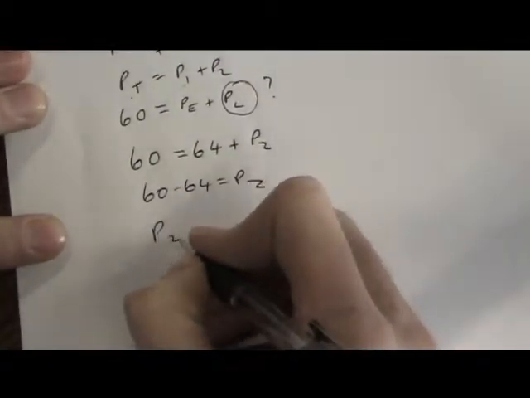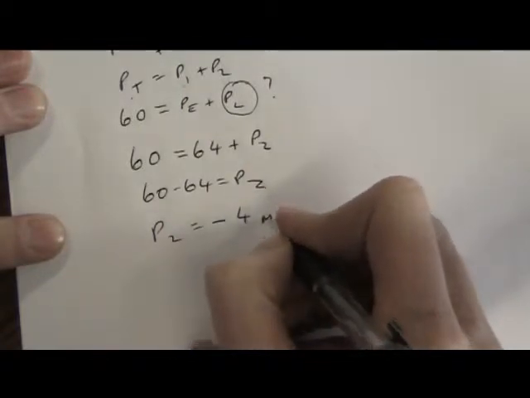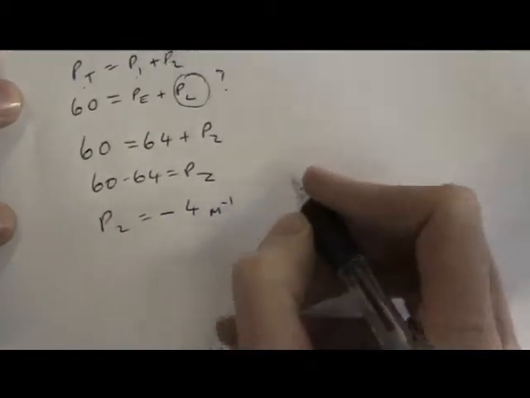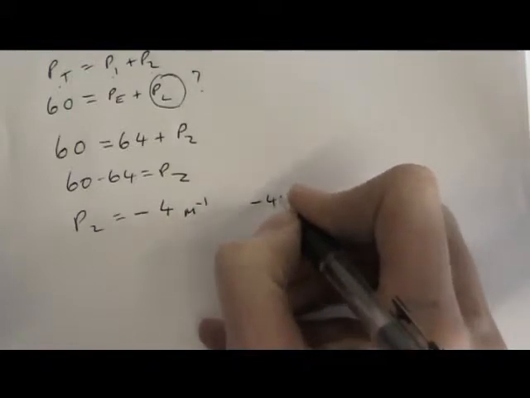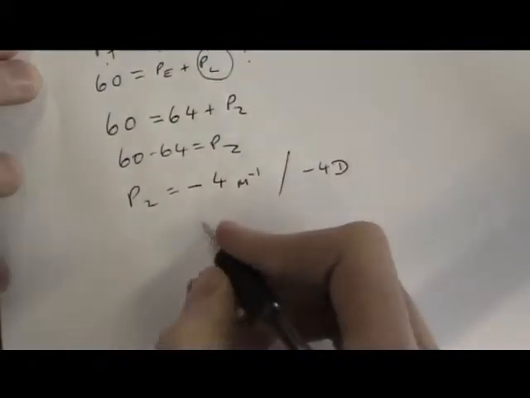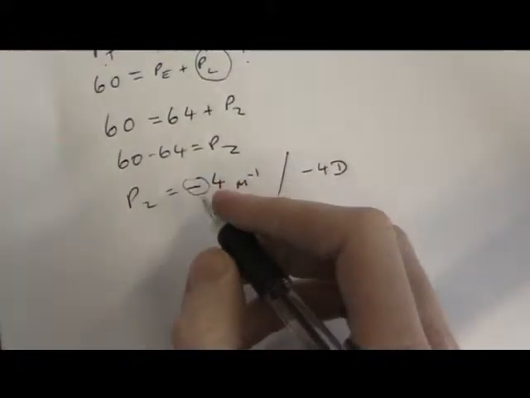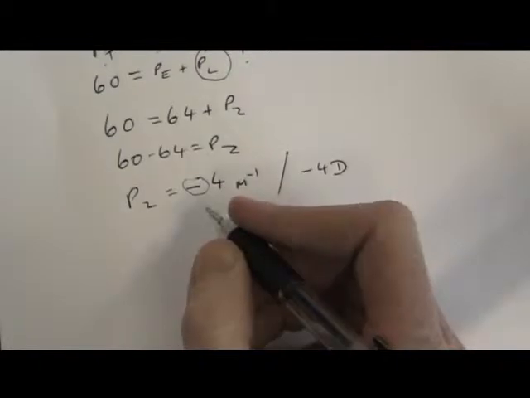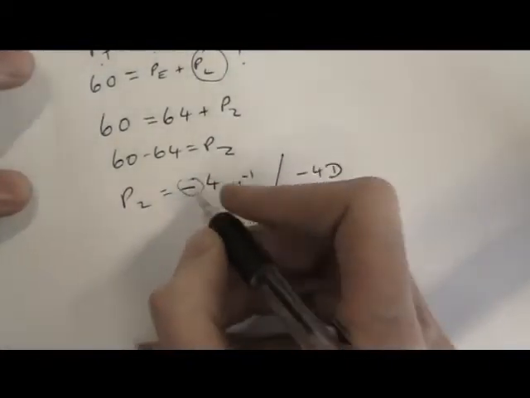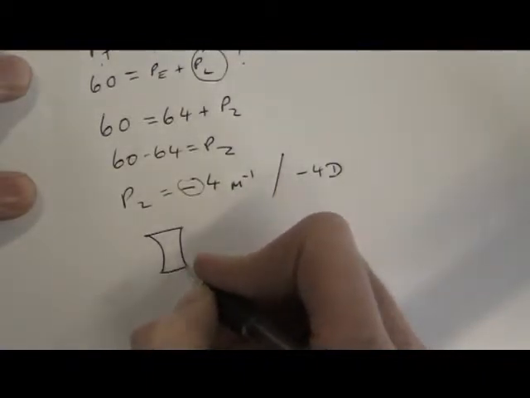So P2 is equal to 60 minus 64, which gives you minus 4 units of power per meter, or diopters. You could also say minus 4 diopters. Okay, that's it. Now, if you see a minus power, it means it's a divergent lens. A divergent lens always has a minus power.